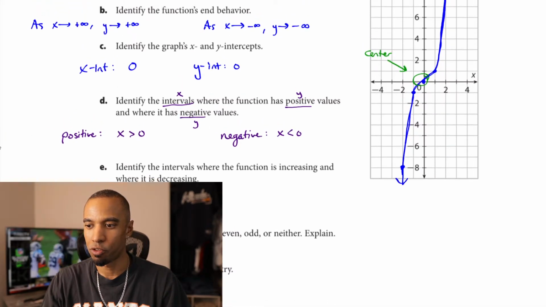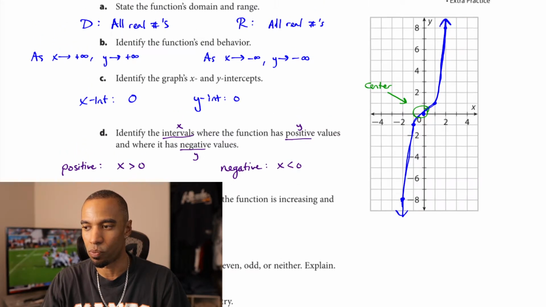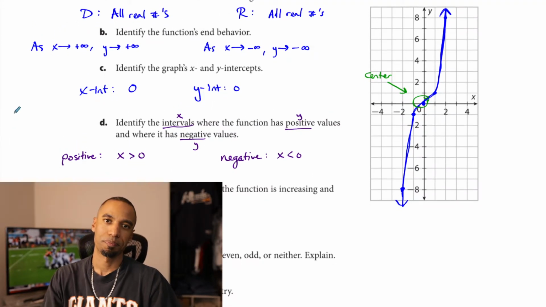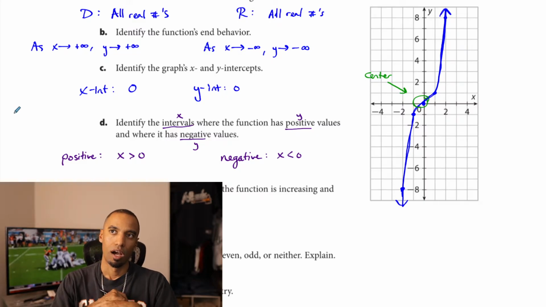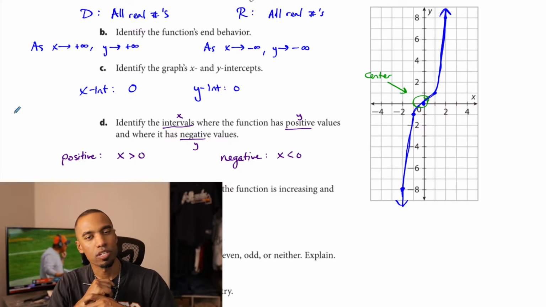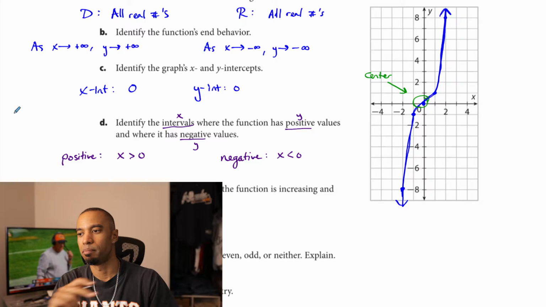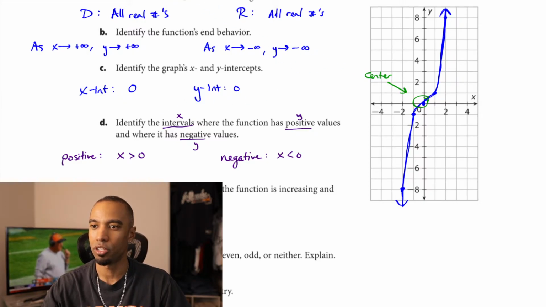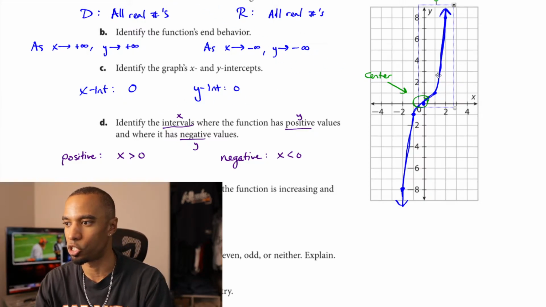Okay, identify the intervals where the function is increasing and where it is decreasing. This function is kind of technically increasing forever. There's a point, and I could clean up this graph a lot more. I think I want to try to.